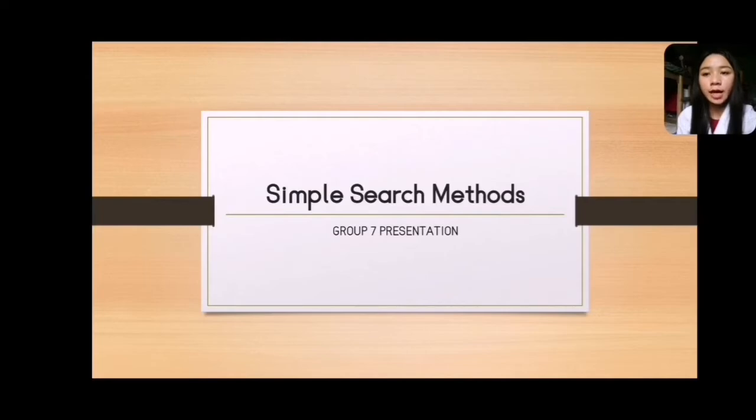Our topic for today is all about sample search methods. Search algorithms are one of the most important areas of artificial intelligence. This topic will explain all about the search algorithms in AI.